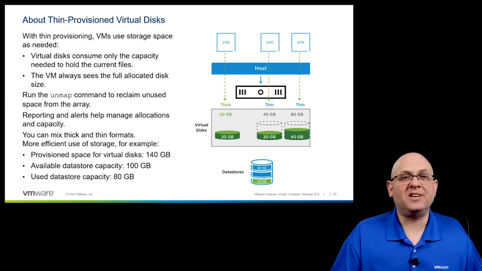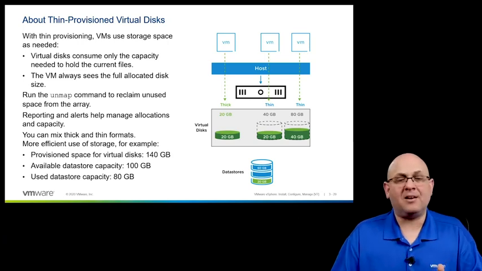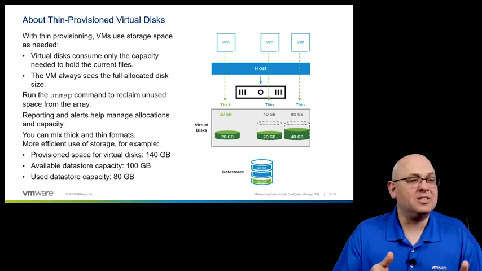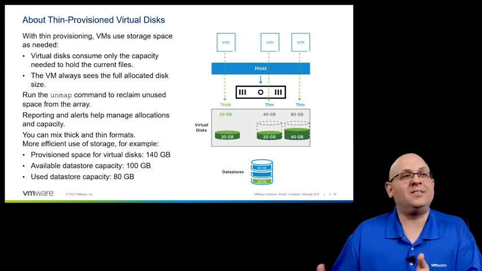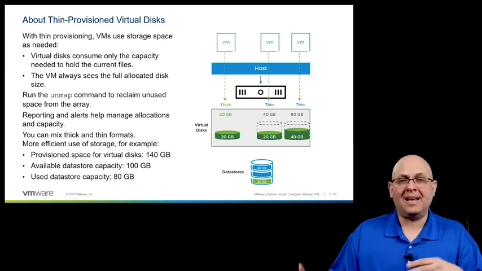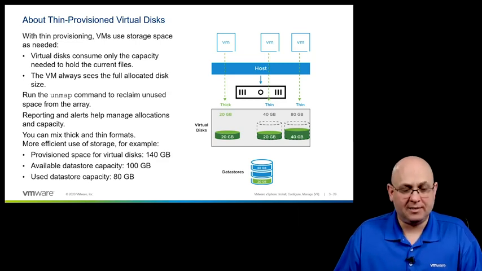When I build a thick provision disk, if somebody tells me I want a 100 gig disk, they get their full 100 gigs. We have a 100 gig file. But if they never write more than 20 gigs of disk, that's 80 gigs of disk space that I'll never get back. Okay, so that's all well and good. We understand the differences there. What are the drawbacks then to a thin provision disk?